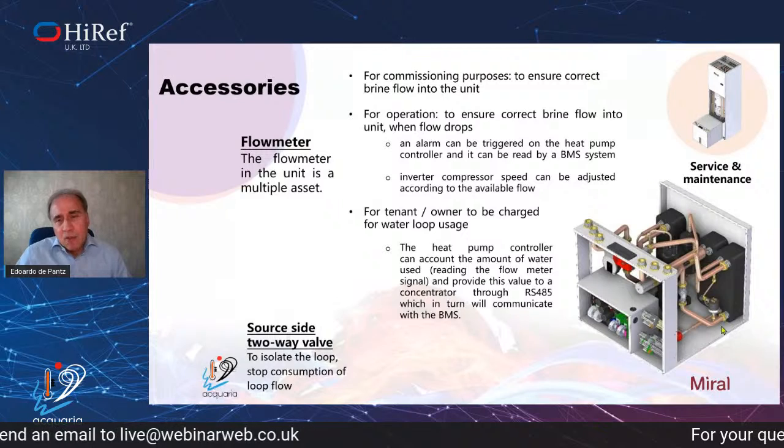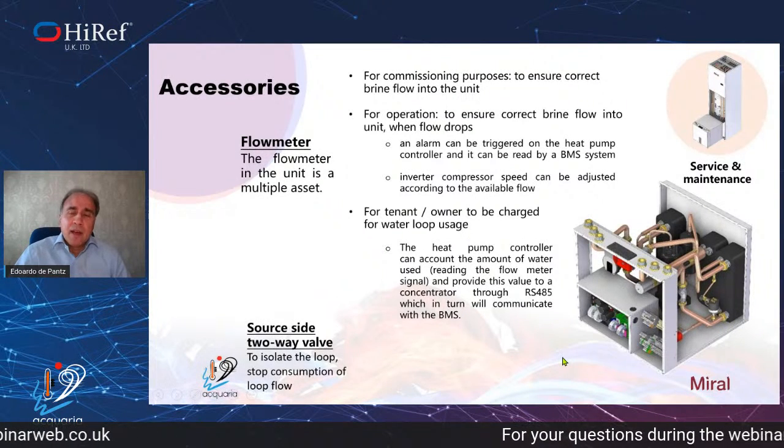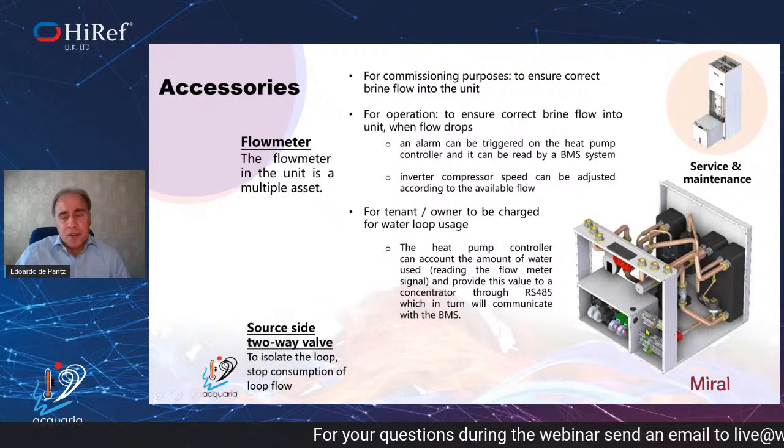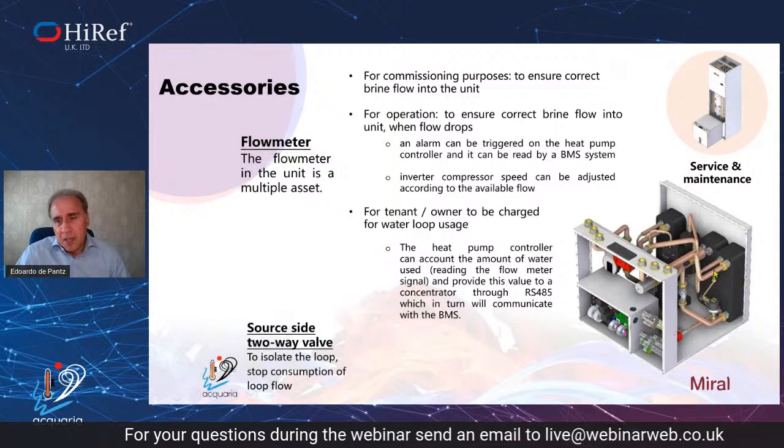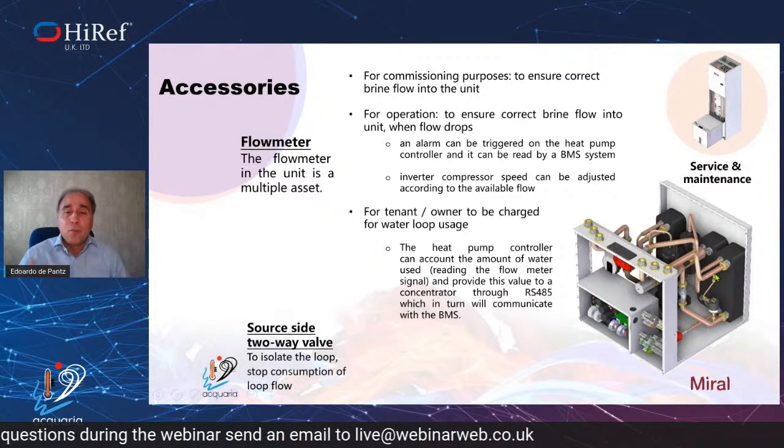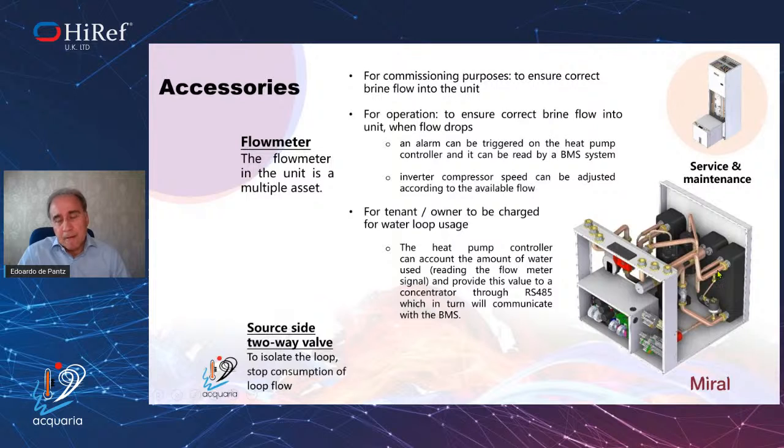And finally, I want to show you a couple of interesting accessories of the units. One is the flow meter that we give as an accessory, on the outlet of the loop side. This accessory can be very interesting for the commissioning of the units, of course, to check the correct flow on the brine and loop side, but also during operation, because it's important to keep monitoring the flow on the loop side to avoid any issue on the compressor side.